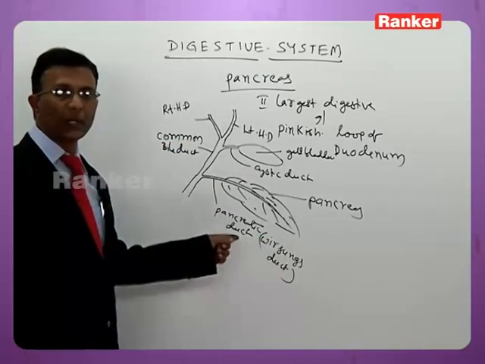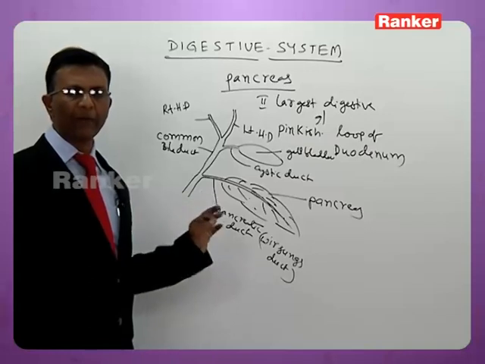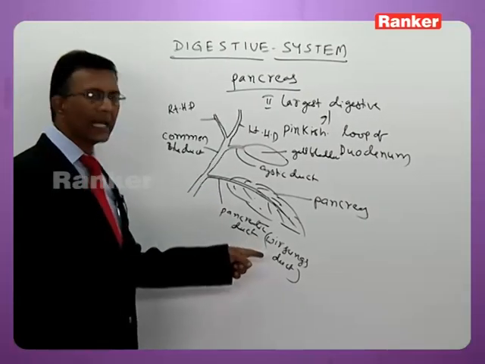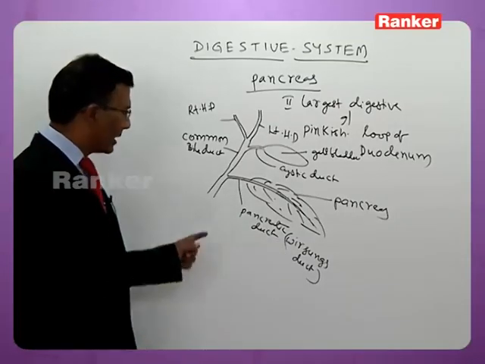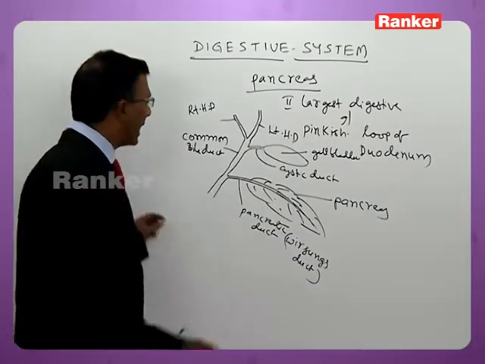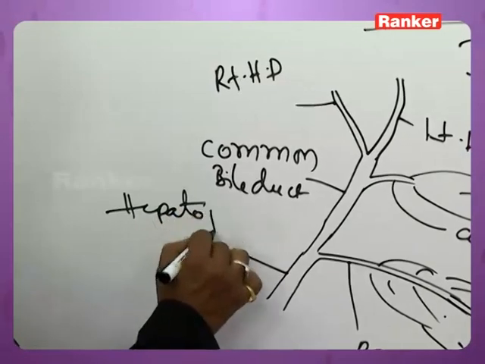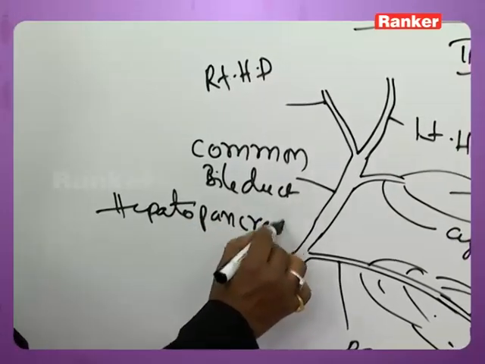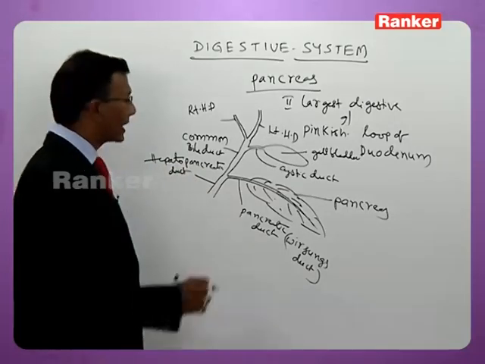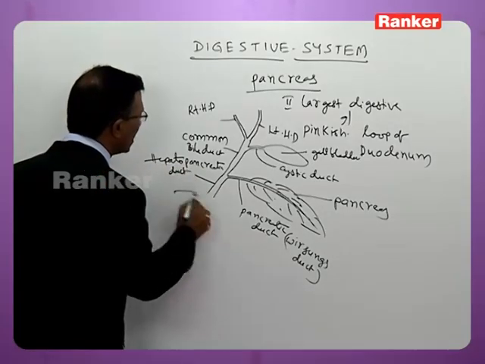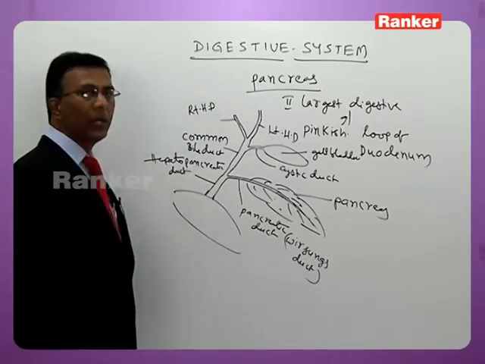So remember, students, the most important point here for the AIIMS, JIPMER, AFMC and so forth: the main duct that arises from the pancreas is called Wirsung's duct. The Wirsung's duct unites with the common bile duct to form hepatopancreatic duct. That hepatopancreatic duct opens into duodenum.